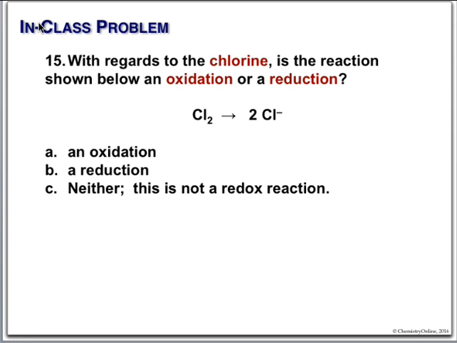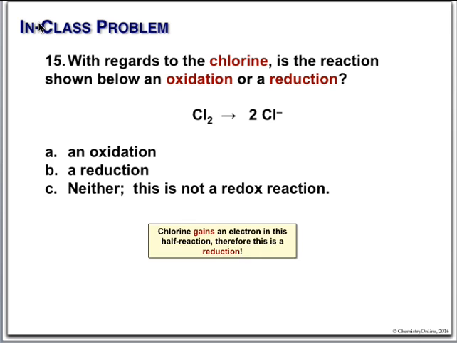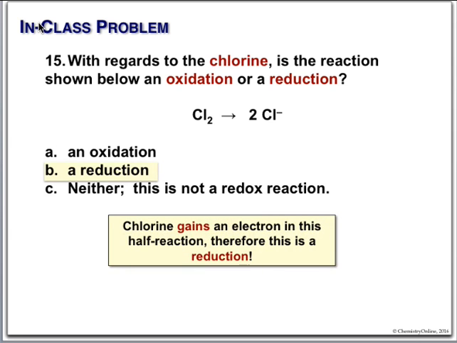Well, we've gone from 0 here, that's our oxidation state, it's an element. We're a -1 here, aren't we? So we gained an electron. If oxidation is loss of electrons, this is reduction.